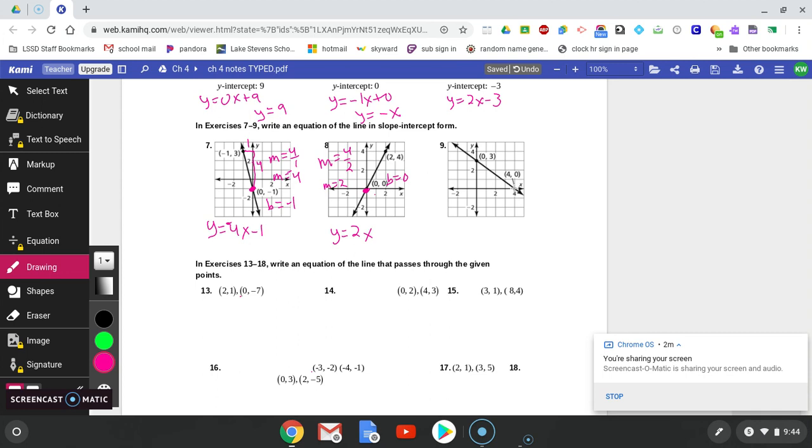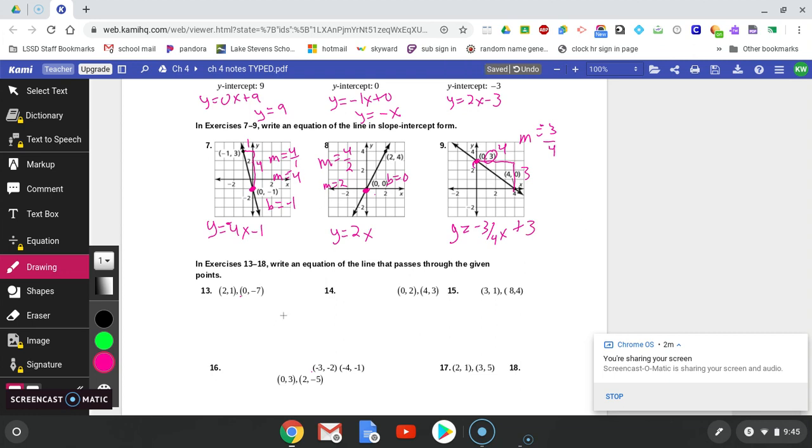And the last one, I can count up 1, 2, 3, and over 1, 2, 3, 4. So that means my slope is 3/4. Be careful, this one's slanted in the negative direction, so it should be a negative 3/4. And my y-intercept is right here at 3. So y is equal to negative 3/4 x plus 3.